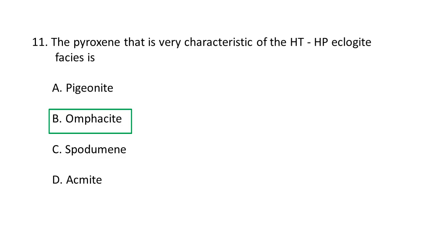Omphacite is a green calc-alkali pyroxene mineral composed of jadeite, diopside and hedenbergite components. It is colorless to green under the microscope and it is typically found in eclogite facies rocks, which are formed at high pressure and high temperature in various geodynamic settings. So the pyroxene that is characteristic of high temperature, high pressure eclogite facies is omphacite. B is the correct option.